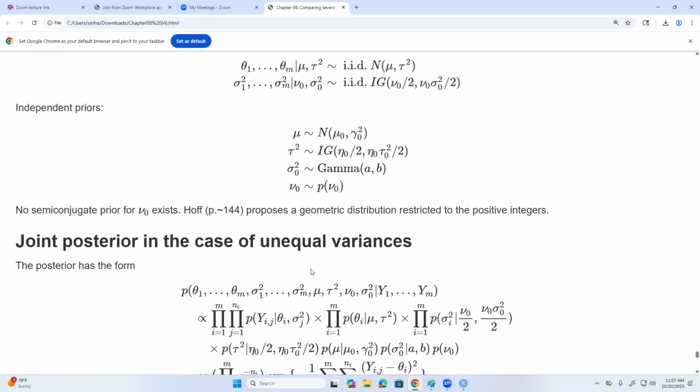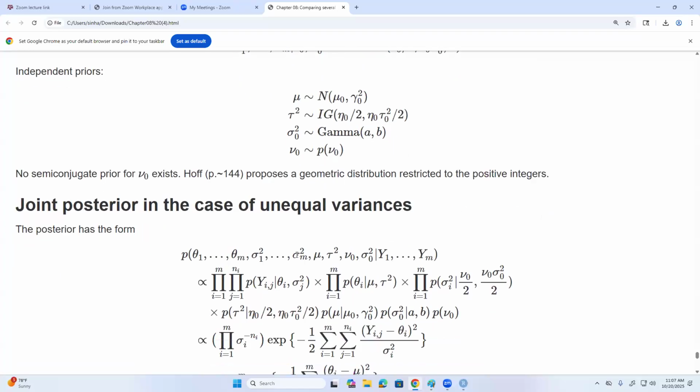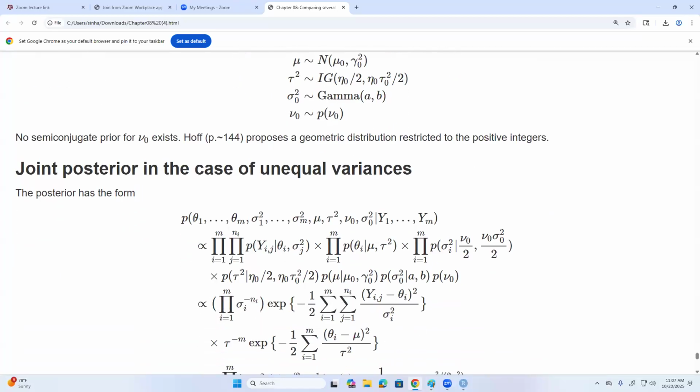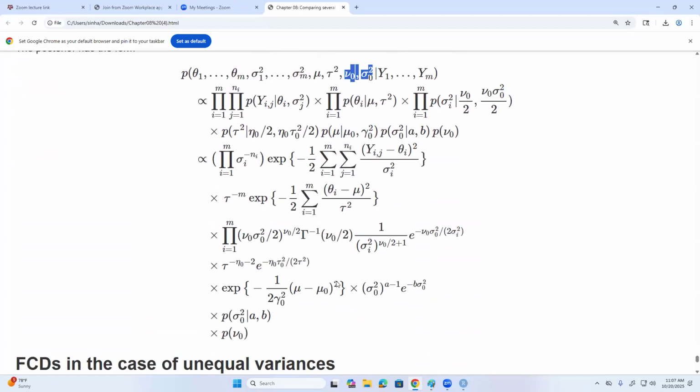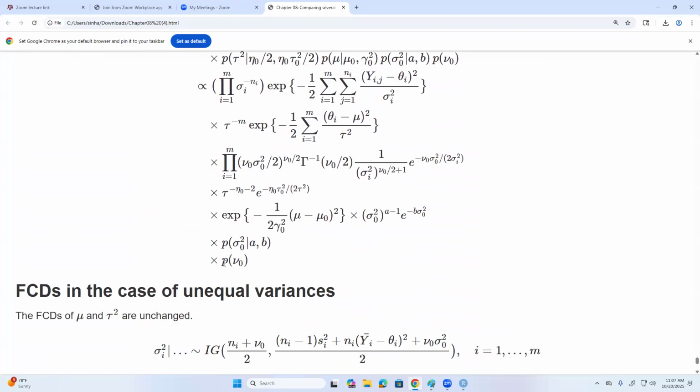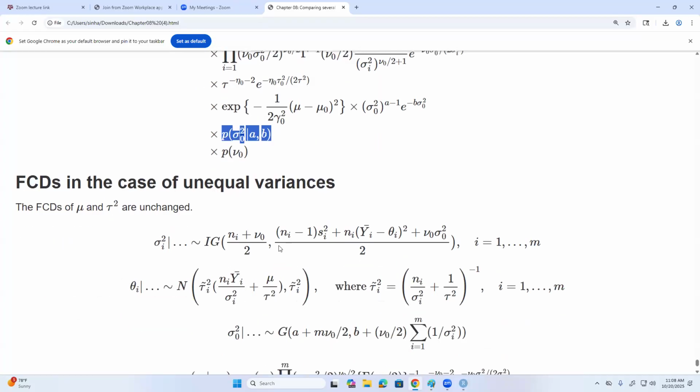Now, the joint posterior in the unequal variance case: we have many more parameters, theta 1, theta 2, theta m, sigma 1 squared, sigma 2 squared, sigma m squared, mu, tau squared, and nu 0, sigma 0 squared. So you have the data likelihood times the prior distribution. As you see, lastly, this is the prior on nu 0, this is the prior on sigma 0 squared. Let us look at the full conditional distributions of the parameters.